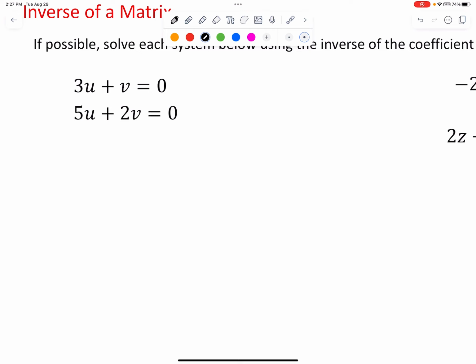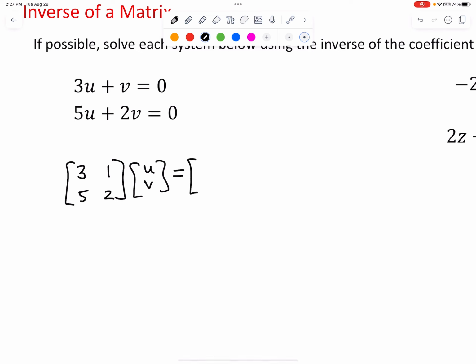Let's convert this to a matrix form. So the coefficient matrix would be 3, 1, 5, 2. We would multiply that by the variable vector of u, v, and this equals the vector of constants, so 0, 0. So this is an Ax equals 0 vector situation. And if you recall, we said that this was homogeneous.